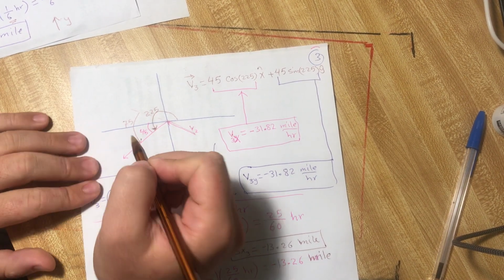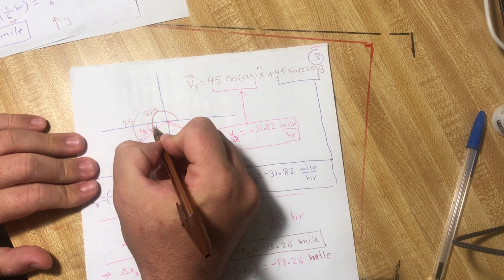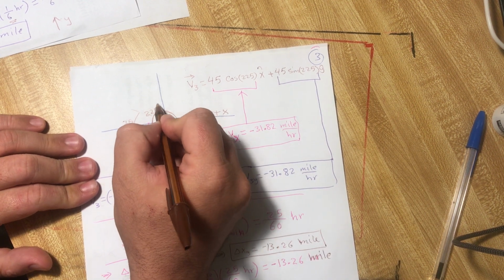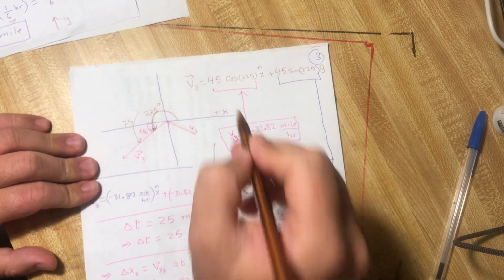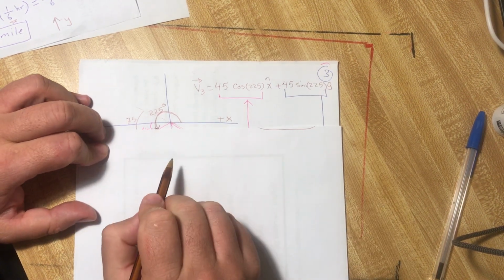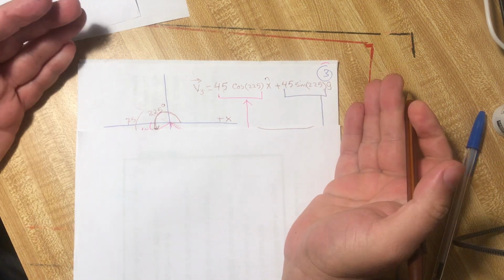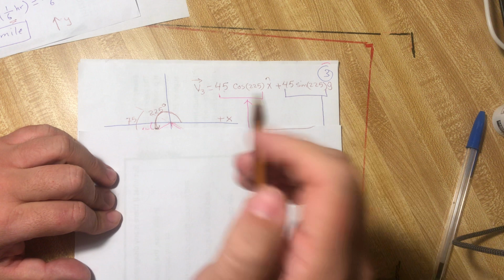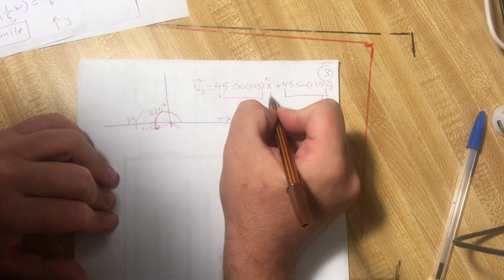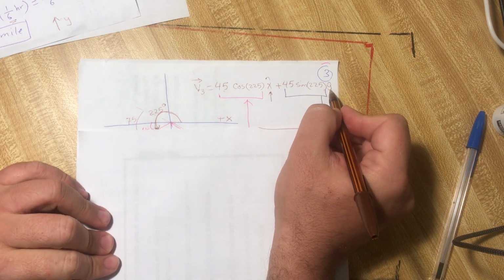This 75 makes the angle with respect to positive x 225 degrees. So the velocity vector in this case, v3, is equal to 45, which is the constant speed for the airplane, multiplied by cosine 225 in the x direction, plus 45 sine 225 in the y direction.